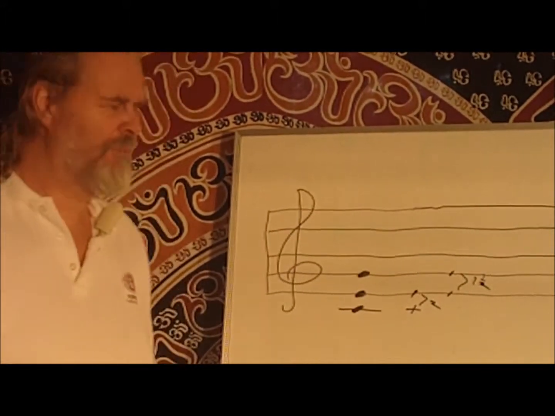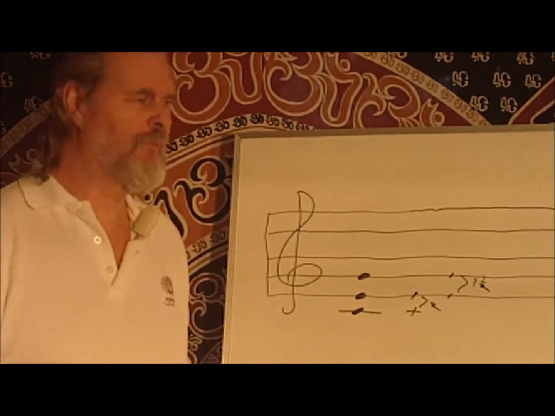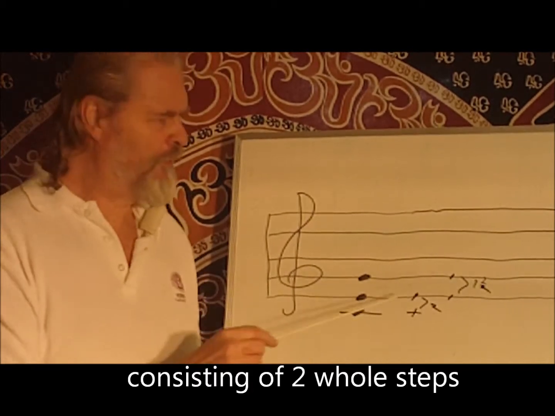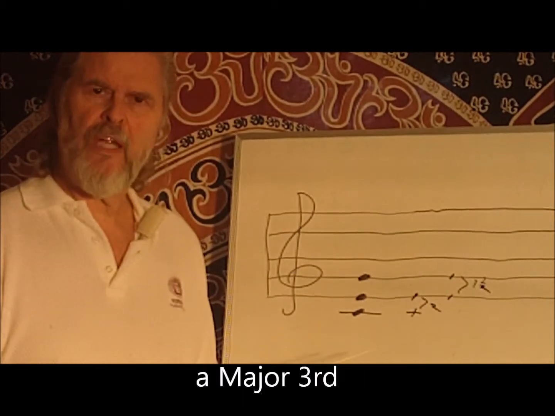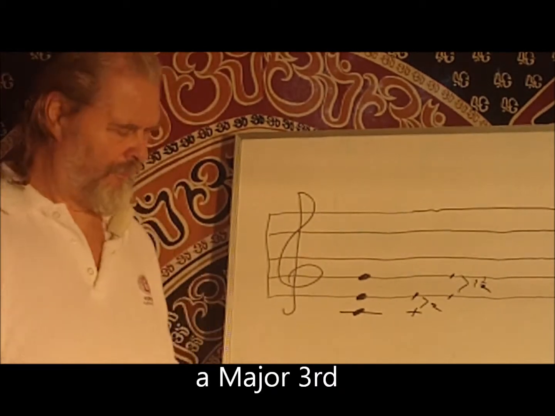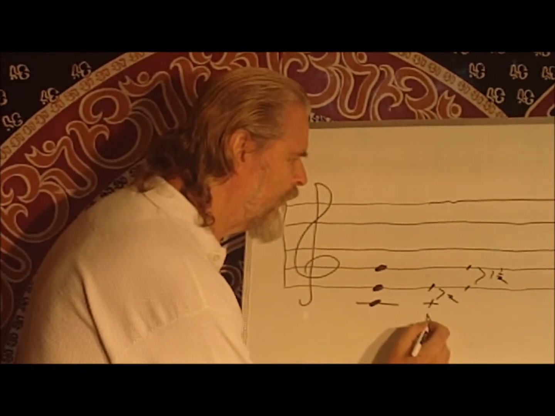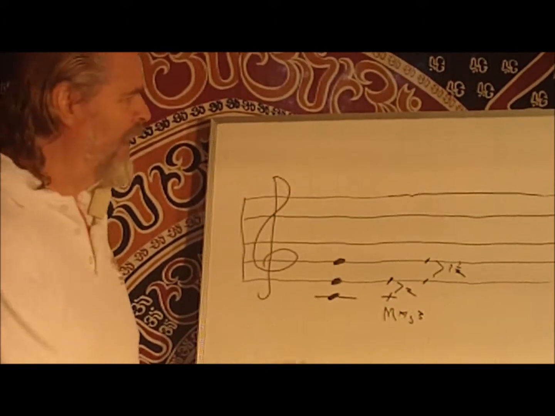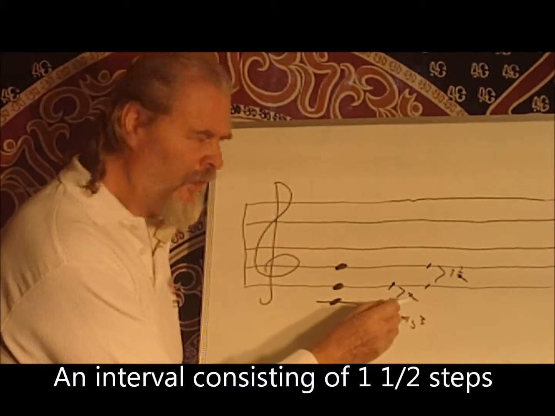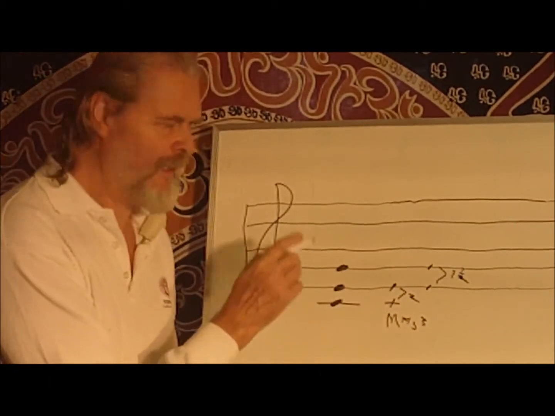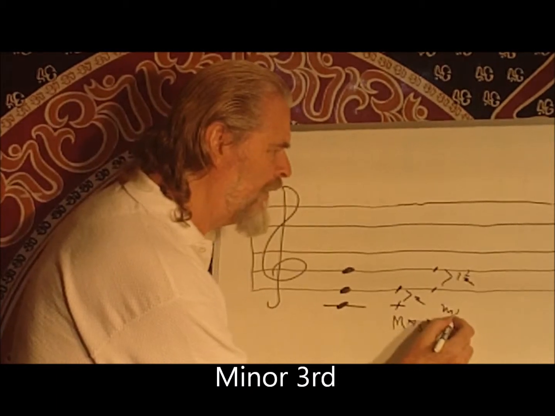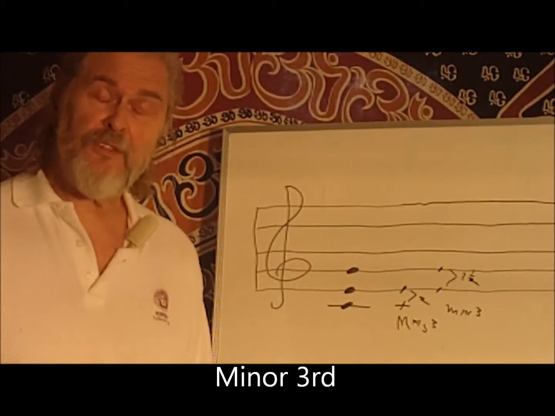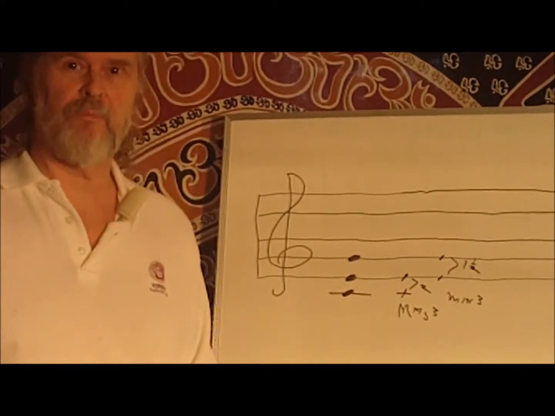Now you might want to write this down. An interval of a third with two whole steps is called a major third. Major third. An interval of a third of a step and a half is called a minor third. Yes, Virginia, that's the difference between major and minor.